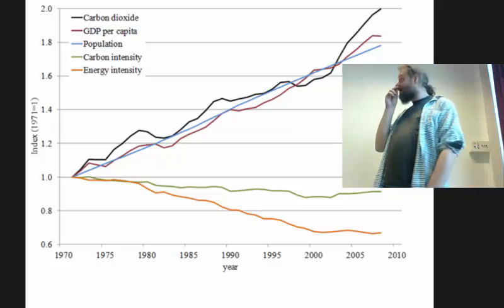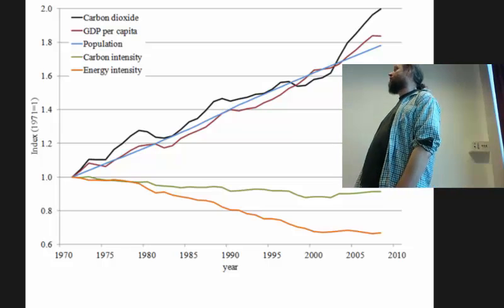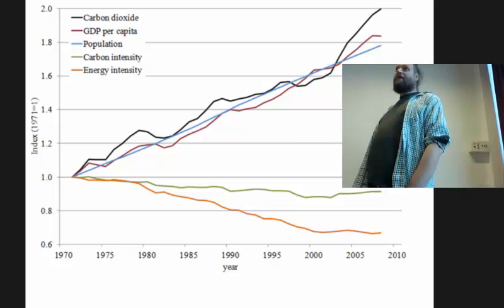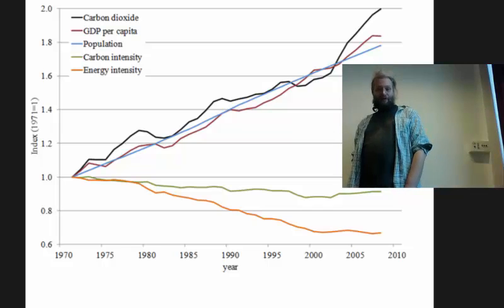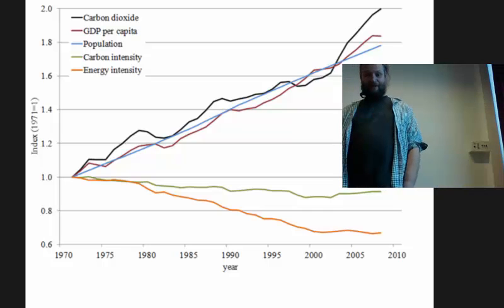I just alluded to this graph. This is the historic energy saving, about 30% over a 40-year period. So let's make it 0.75% per year. It's not enough to overcome economic growth. It's not enough to overcome population growth.